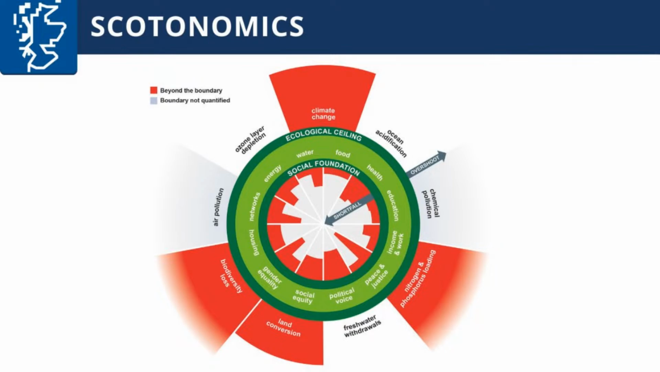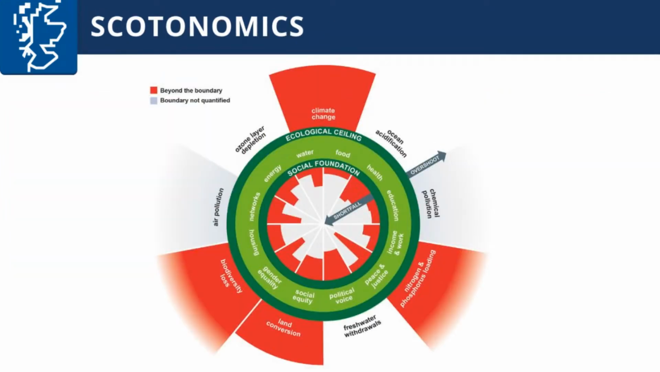I think the social foundations go into food, health, education, income and work, peace and justice, political voice, social equity, gender equality, housing, networks, energy, and of course, most importantly for everyone, water. So these are the things that are a social foundation of our planet for us to live there happily, and hopefully coincide with lots of biodiversity as well, and lots of flora and fauna, instead of degrading the flora and fauna that we actually really enjoy having round about us.